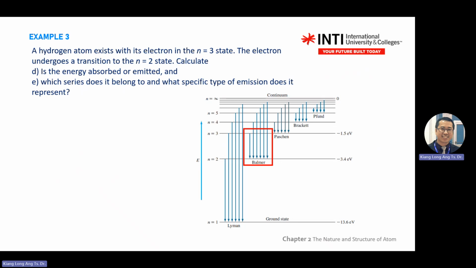Usually we'll ask you one of these five names: Pfund, Brackett, Paschen, Balmer, and Lyman. Either these five.